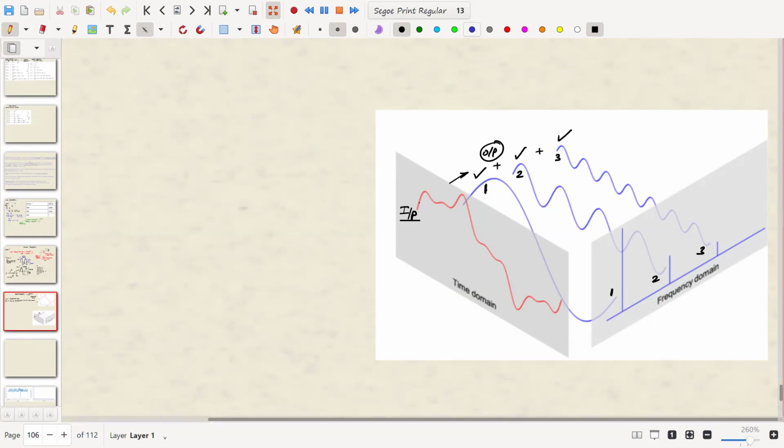You can see that previously your wave was in the time domain.